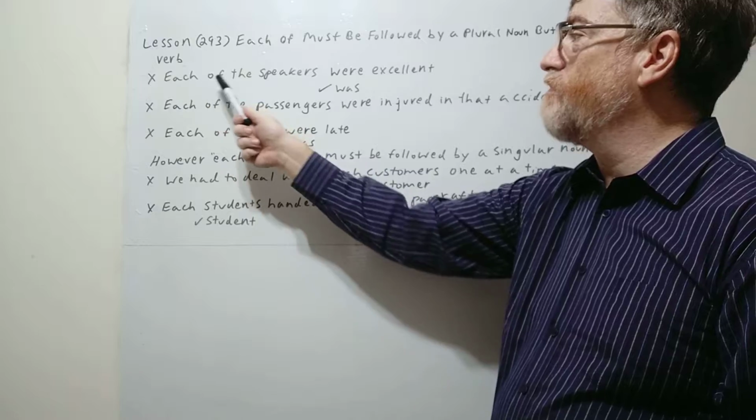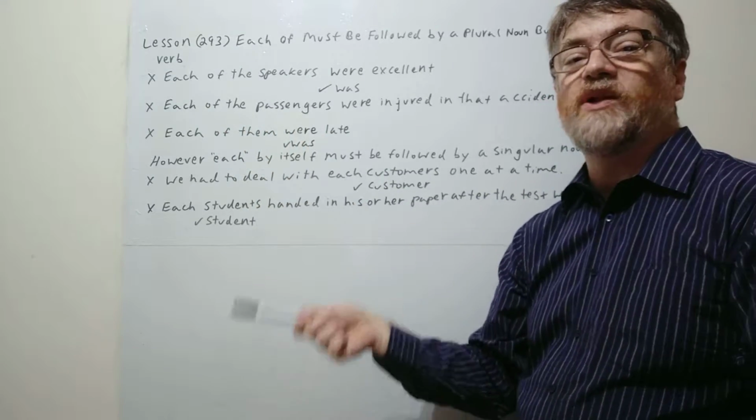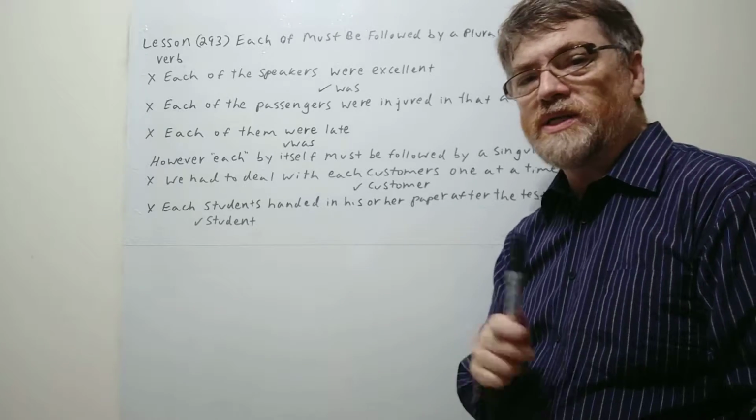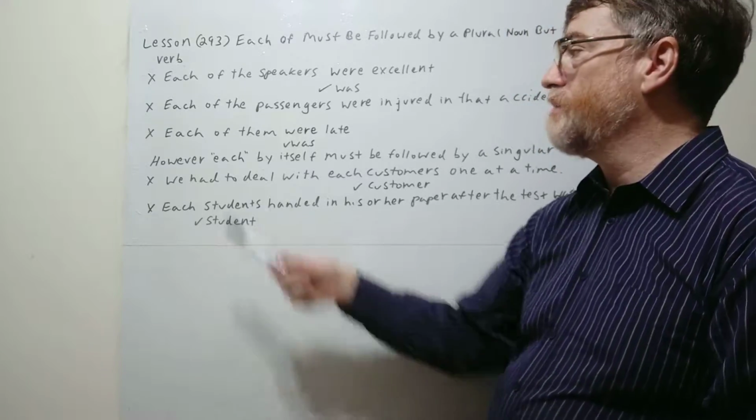But each of by itself actually implies a plural noun, so it has to be followed by a plural noun. So that's why it's confusing. But let's continue. Let's look at some more examples here.